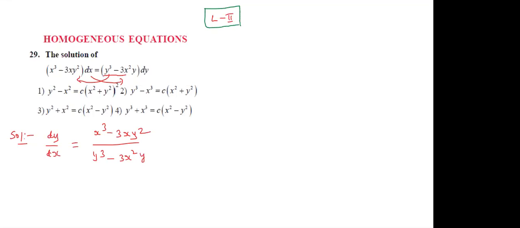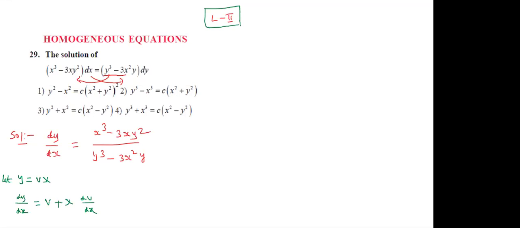Observe here numerator and denominator, degree is 3. So this is a homogeneous differential equation. If it is homogeneous, how to do that? Let y is equal to vx. Then do the differentiation with respect to x. dy by dx is equal to v plus x into dv by dx.